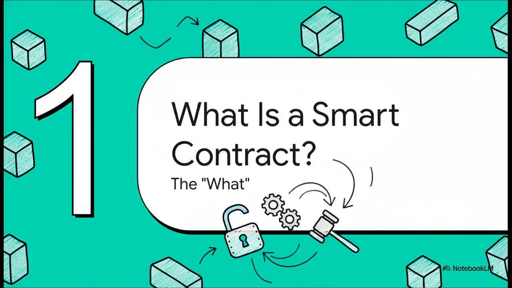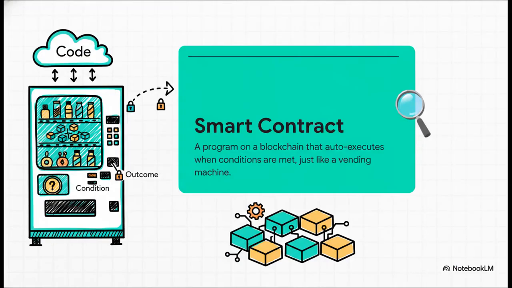All right, first up, let's tackle that big question right off the bat. What is a smart contract anyway? The absolute best way to think about a smart contract is to picture a super-powered vending machine. Think about it. You put a coin in, that's your condition being met. And the machine is programmed to automatically give you a soda. That's the outcome. There's no cashier, no room for argument, right? The rules are just built in.